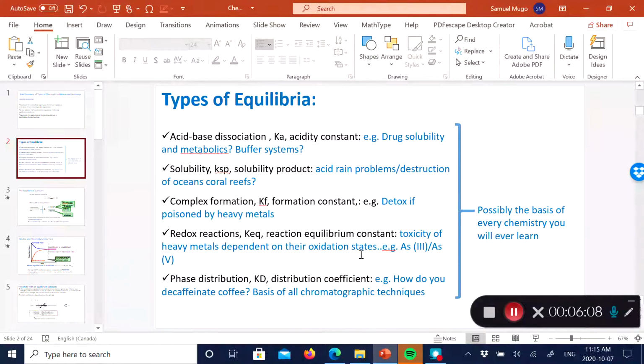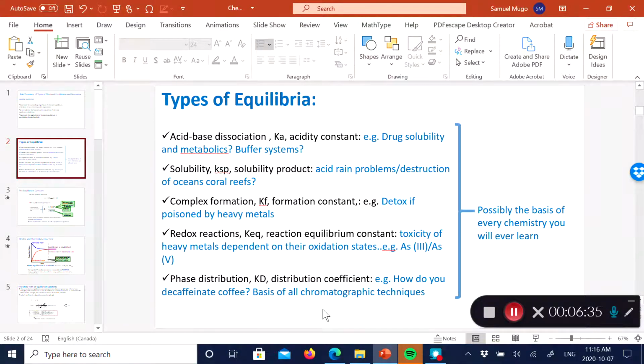And like I said, oxidation states determine the toxicity of different types of metals. For example, arsenic 5, very, very toxic, compared to the arsenic 3. Talk about chromium 6 plus, and chromium 3 plus. Chromium 6 plus is very, very toxic compared to the chromium 3.